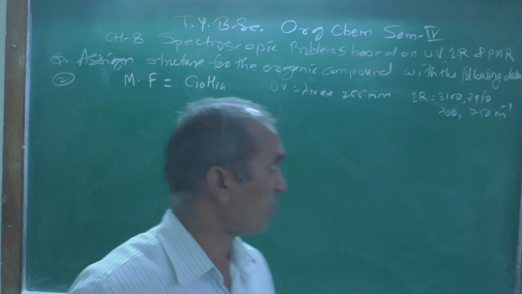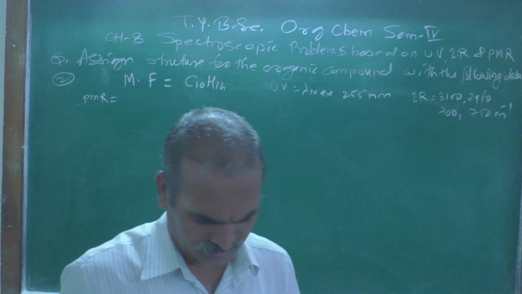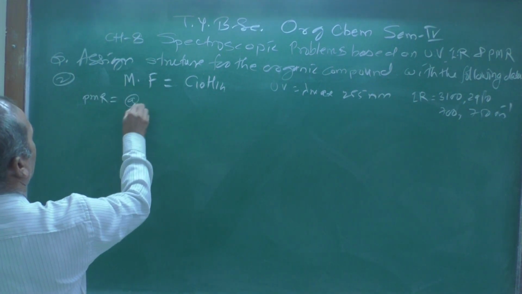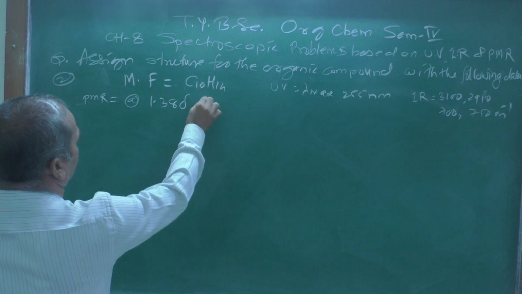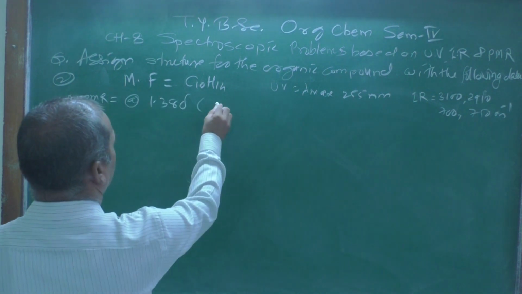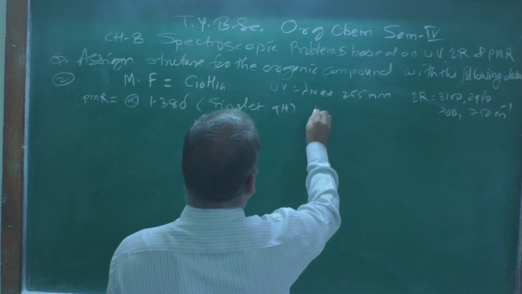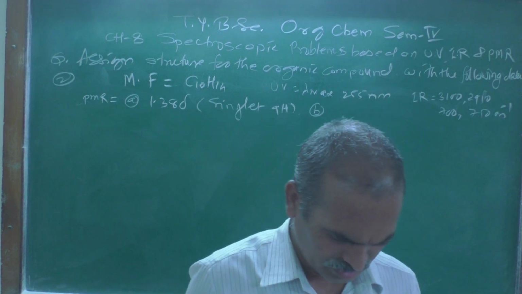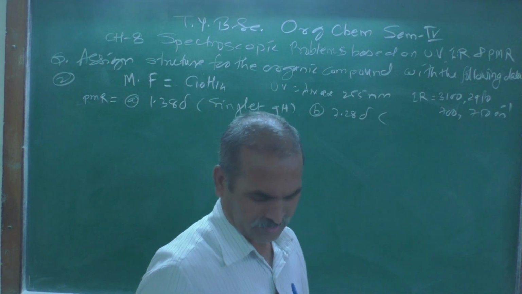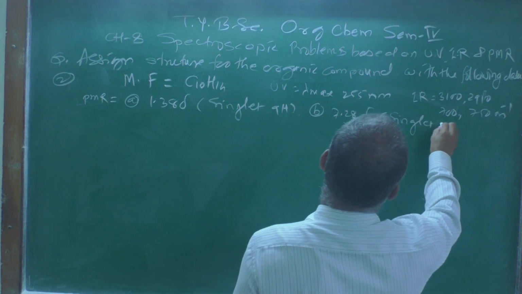Then PMR data is also provided: 1.38 delta, singlet, 9H, and the other is 7.28 delta, a singlet, 5H.